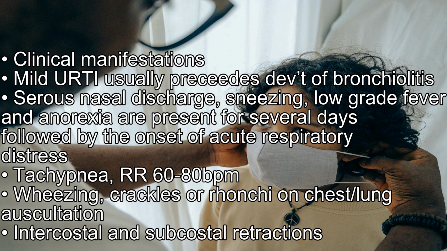Clinical manifestations. Mild URTI usually precedes the onset of bronchiolitis. Serous nasal discharge, sneezing, low-grade fever, and anorexia are present for several days, followed by the onset of acute respiratory distress. Tachypnea. Wheezing, crackles or rhonchi on chest auscultation. Intercostal and subcostal retractions.